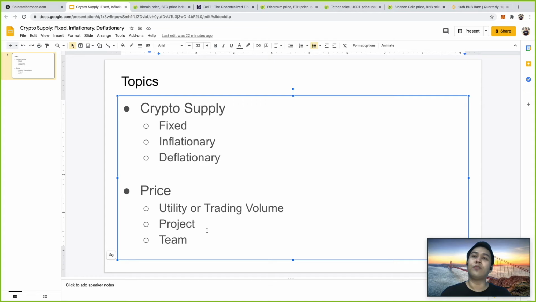And lastly, of course, the team. The project will only have trading volume and utility if the team behind it is really strong. So Ethereum, Polkadot, Chainlink, GRT, Aave, Uniswap. If you look at their coins, the price is really high because of the team behind it.